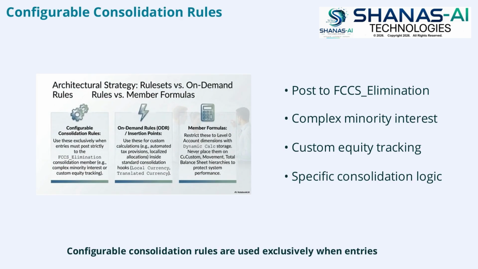Configurable consolidation rules are used exclusively when entries must post strictly to the FCCS elimination consolidation member. This is particularly important for scenarios like complex minority interest calculations or custom equity tracking. By targeting the FCCS elimination member, you ensure that your custom logic integrates seamlessly with the standard consolidation process. Let's look at how to set up these rules and why specificity is crucial for performance.